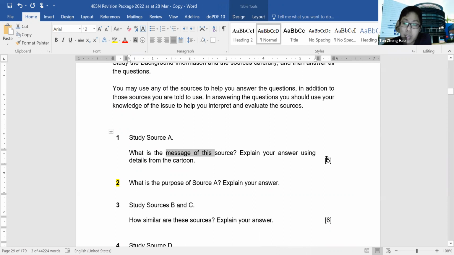How long should you take? As I told you before, for every 1 mark, you should take about 2 minutes maximum, because you have about 100 to 105 minutes in your SS paper. So 5 marks, you should take no more than 10 minutes to write 1 paragraph answer.